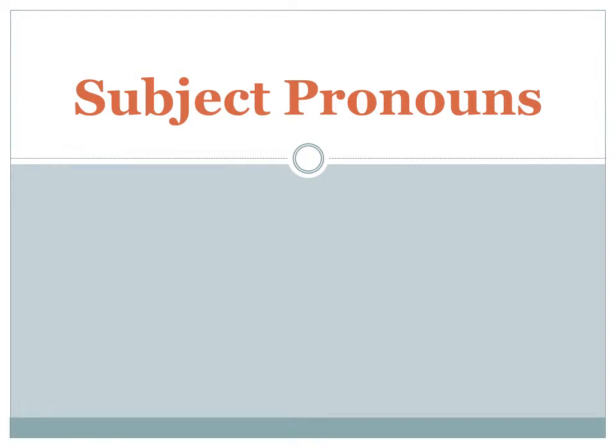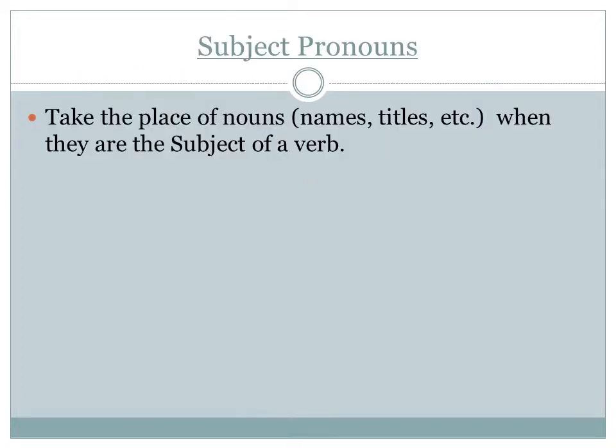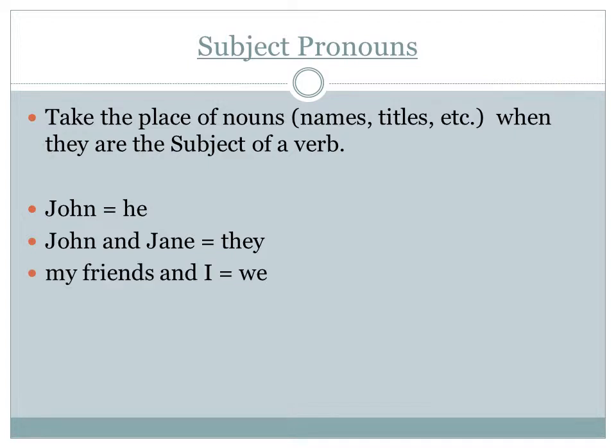For this lesson, we'll be discussing subject pronouns. Subject pronouns take the place of nouns when they are used as the subject of a verb. For example, the subject pronoun for John would be he. For John and Jane, it would be they. For my friends and I, it would be we. And for the book or the books, it would be either it or they.